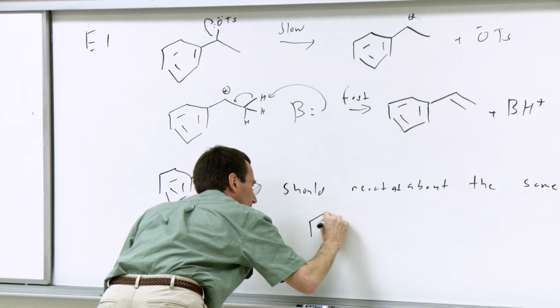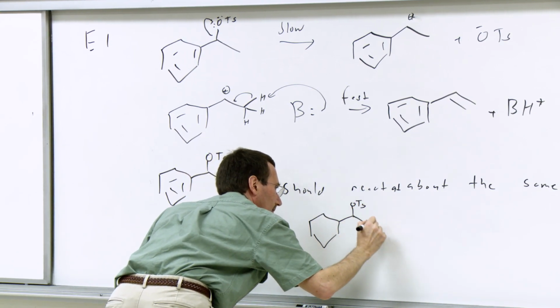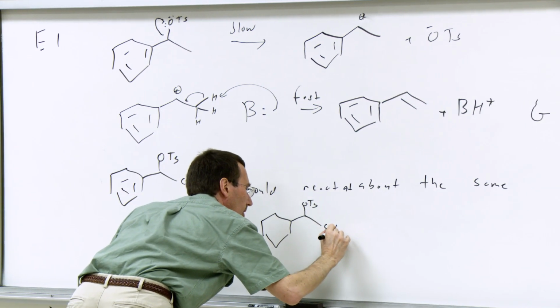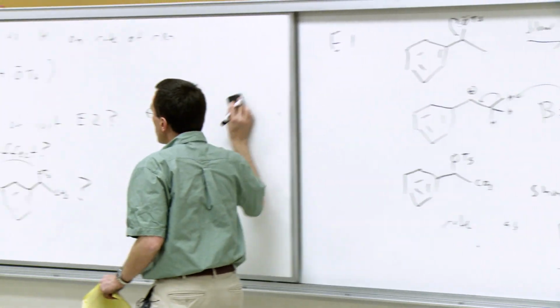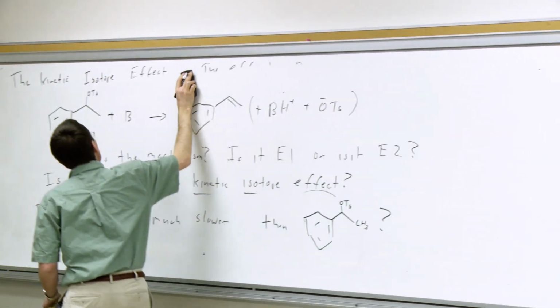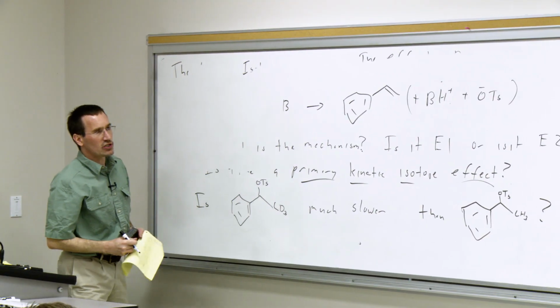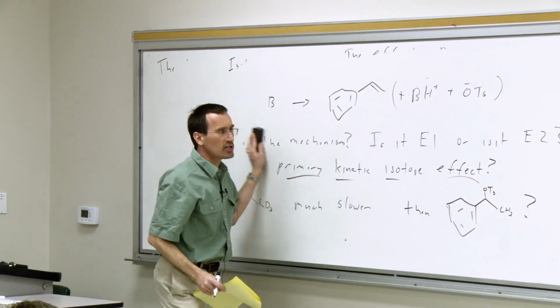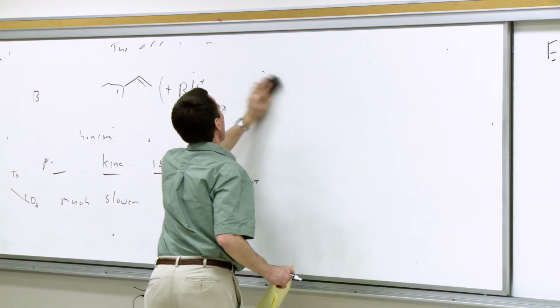as the protio compound. In other words, the rate determining step, the deuterium isn't involved. So if you do this experiment, you set up a competition, and you see very little primary kinetic isotope effect, that's consistent with an SN1 mechanism.